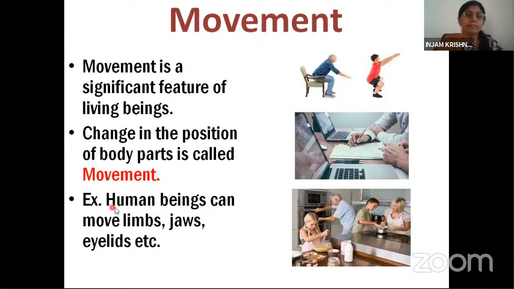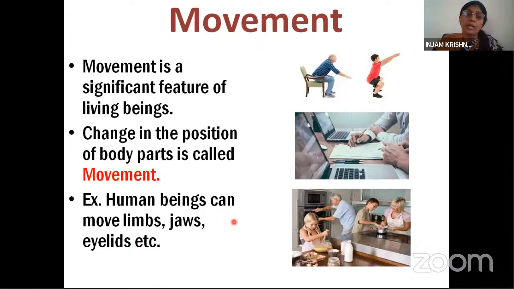Everything is concerned with human beings. Human beings can move limbs, jaws, eyelids, and eyeballs, etc. Yes, I think you might have found the difference between these movements. Limbs and jaws, voluntarily we can move them. But whereas eyelids and eyeballs, without our consciousness, without our willingness, involuntary they move. So we can conclude here, the movement includes voluntary and involuntary functions. Isn't it? Do you agree with that?